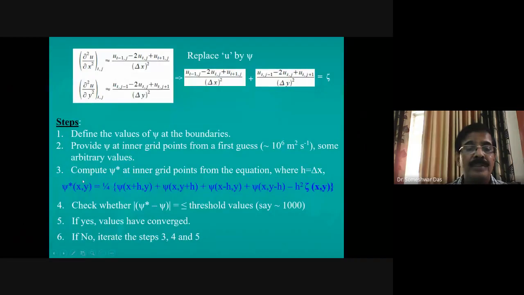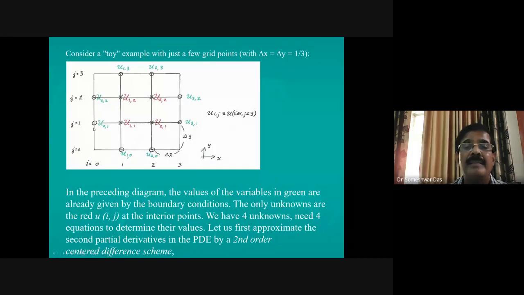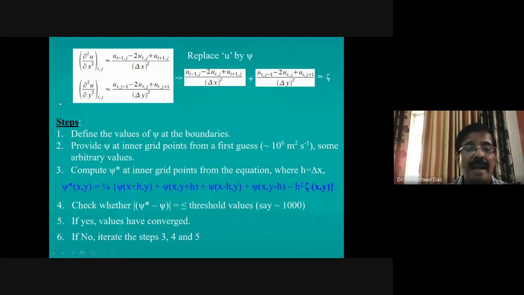Right? So then your new value of psi star is nothing but the average of the 4 points, because it's one fourth of this, right? The average of the 4 points minus h square, where h is the distance delta x, delta y, times zeta at x y. So this is the new value of psi star, which you will compute at all these inner grid points, and so on for the entire domain, right? And now you will check whether your new psi, that is psi star, minus the old psi is less than or equal to the threshold value or not.